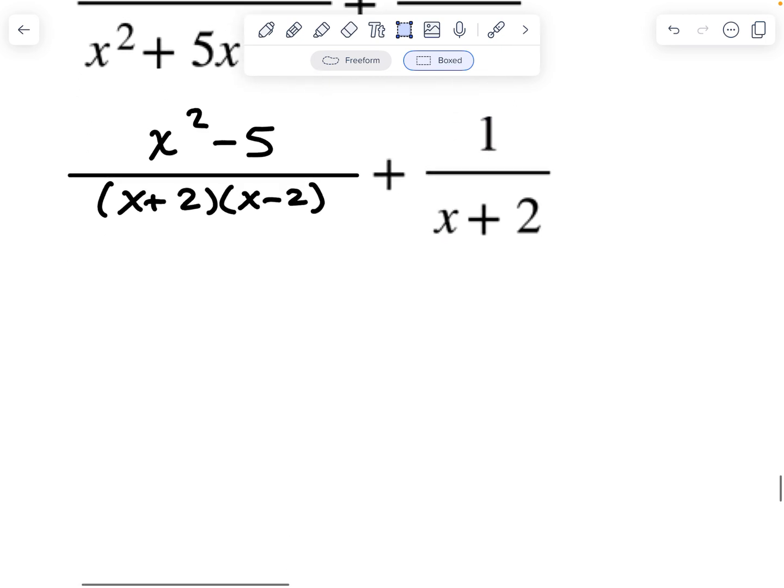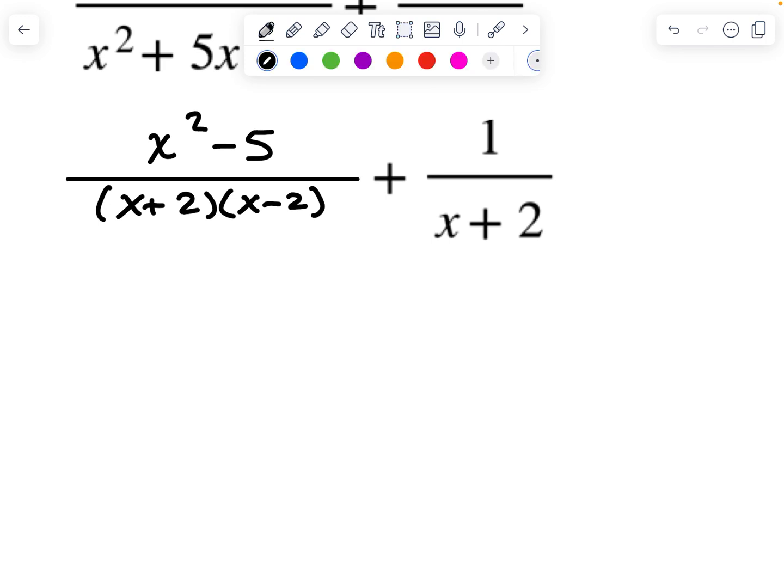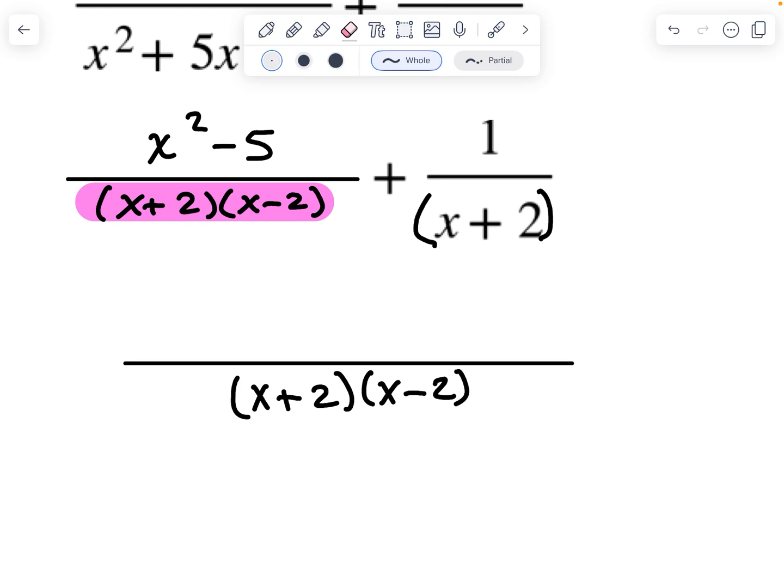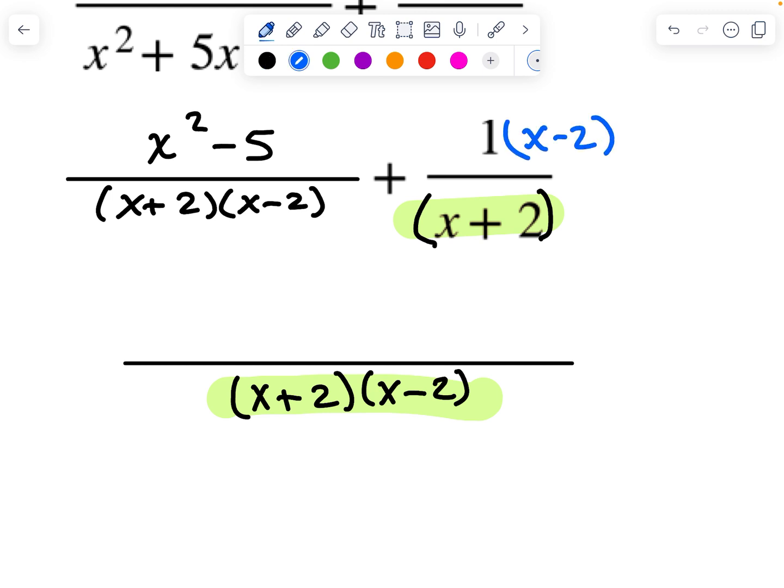Excellent. So now we need a common denominator. And as it turns out, as luck would have it, this is our common denominator. So our common denominator is x. Look at that, I used the right words this time. Common denominator, x plus 2, x minus 2. So this first fraction needs nothing. The second fraction, however, this, to look like this, needs an x minus 2. So we're going to multiply this by x minus 2.